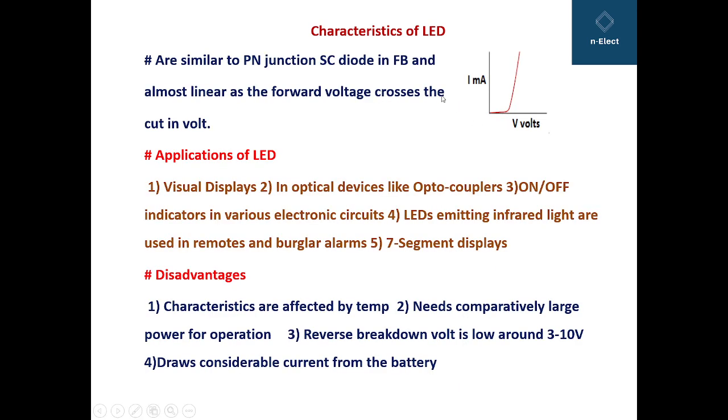So far as the characteristics are concerned, they are very similar to the PN junction diode in forward bias. They are almost linear as the forward voltage crosses the cut-in voltage. Cut-in voltage means the voltage from which the diode actually starts conducting.